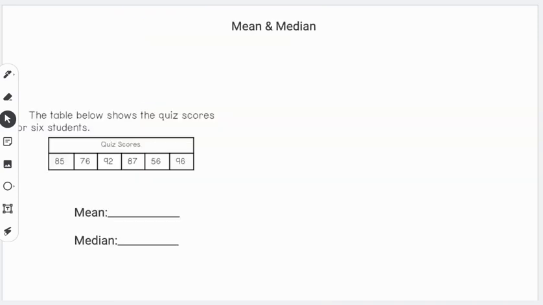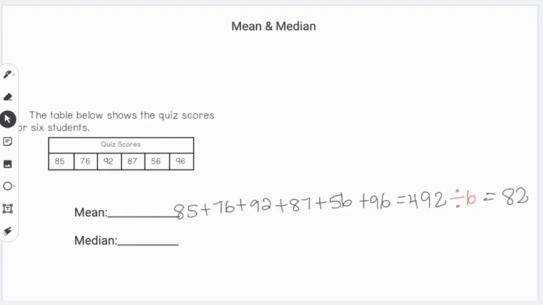All right, so for this set of data, we are going to find the mean and the median. So to calculate the mean, I'm going to add up all the numbers and then I'm going to divide by 6 because there are 6 numbers there. All right, so when we add up those 6 numbers, we get 492, and then we divide it by 6, again, because there are 6 numbers there, and we would get a mean of 82.